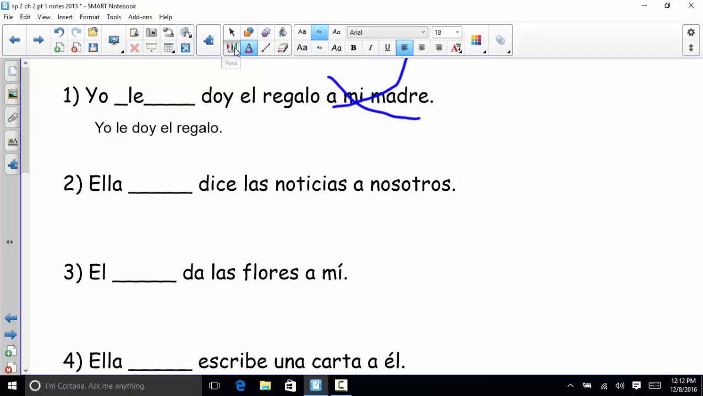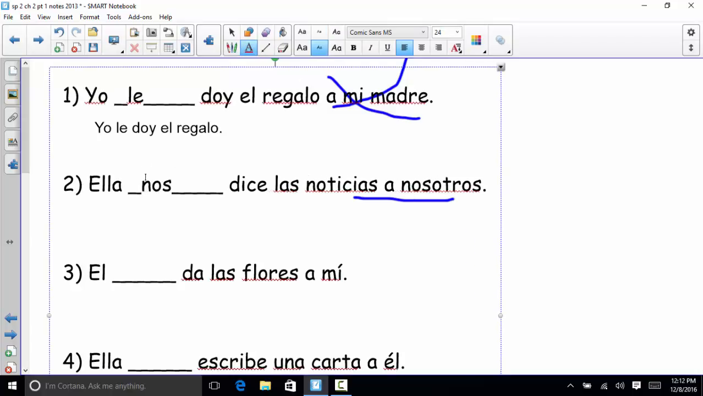Okay, let's do another one. So in the second sentence, what is the indirect object? Well, I have to find the a and what comes after it. So in this case, it's nosotros. Okay, and I need to choose a pronoun that would match nosotros. Okay, and as I think you know, that would be nos.